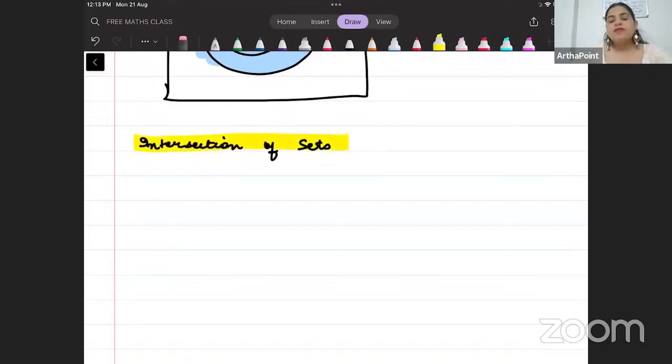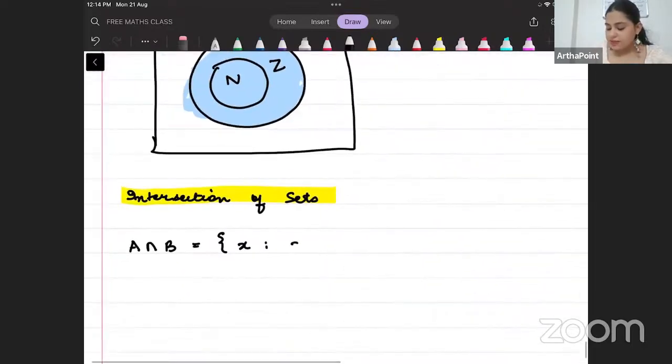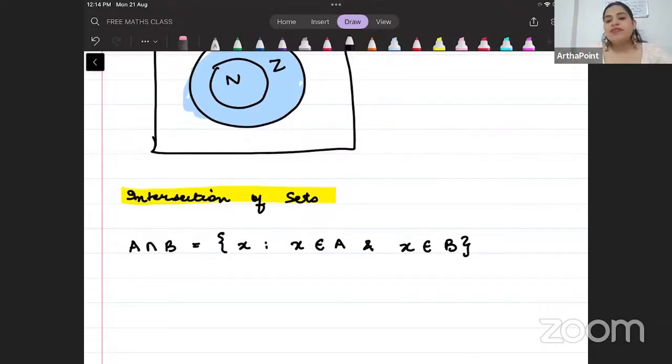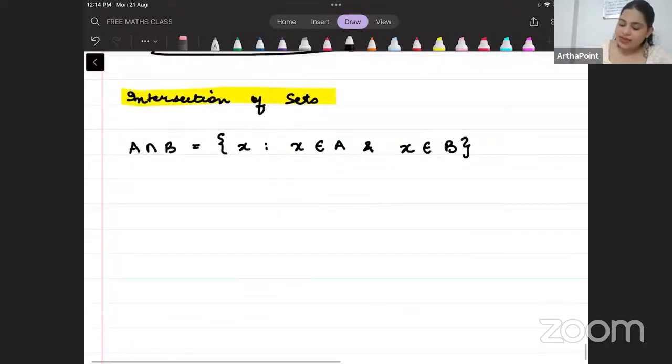Now, please understand, when I say intersection of set, I am interested in those elements which come in both A and B. So how do I write intersection of set? A intersection B will have those elements. इसको roster format में मैं लिख रही हूँ बेटा. X such that X belongs to A and X belongs to B. So when we write X such that X belongs to A and X belongs to B, that is known as intersection. So beta, एक बार एक example ले लेते हैं.